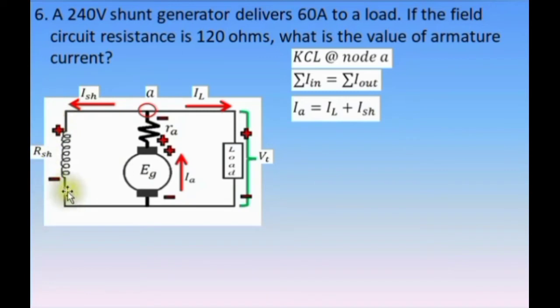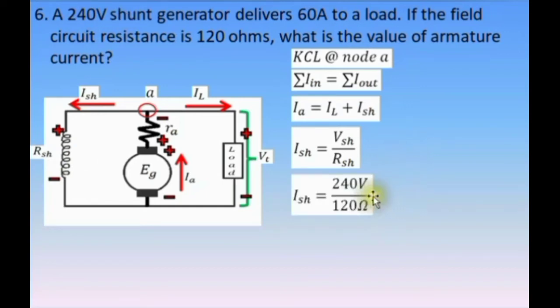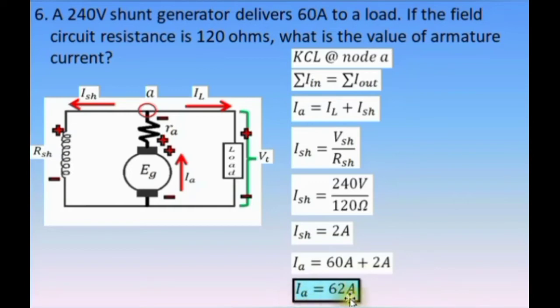Analyzing this part of the circuit using basic Ohm's law, we have ISH equals VSH over RSH. RSH is already given as 120 ohms. And the terminal voltage is equal to the voltage across the shunt field winding. That is 240 volts. Substituting those values, we have 240 volts divided by 120 ohms. The answer is 2 amperes. Now that we have the value for the shunt field current, let's substitute this value to this equation. Again, IL is 60 amperes. So we have IA equals 60 amperes plus 2 amperes. Therefore, the armature current is equal to 62 amperes.